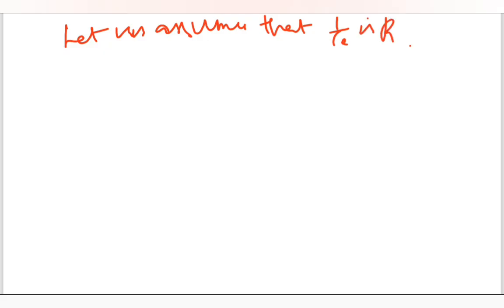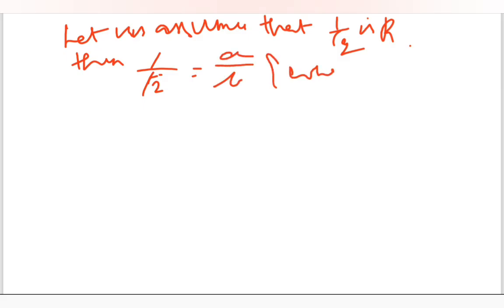So by this time you must know the statements. So we know that if it is rational, then 1 by root 2 is equal to a by b, where a and b are coprime. So this is the first statement.